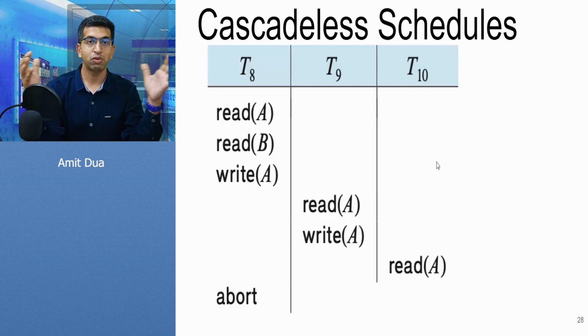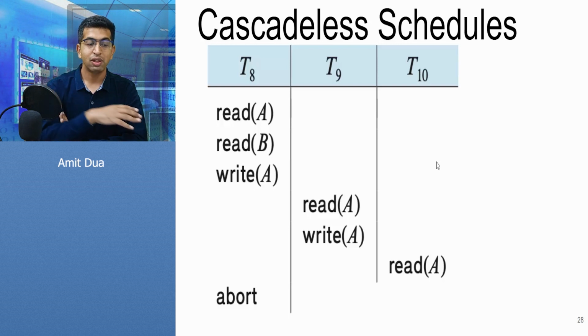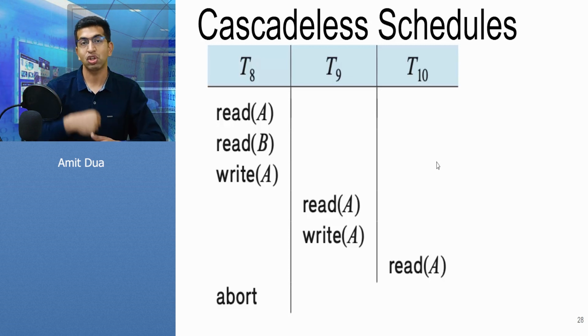There is no violation of the ACID property, nothing, but there is a wastage of time. It is possible that the rolling back happens once again, transaction 8 starts again, transaction 9 works, then transaction 10 works, and again 8 rolls back. That is a cascading schedule, so we need to avoid that.